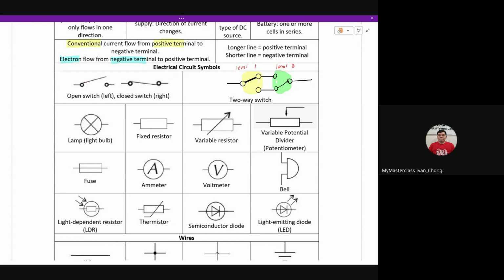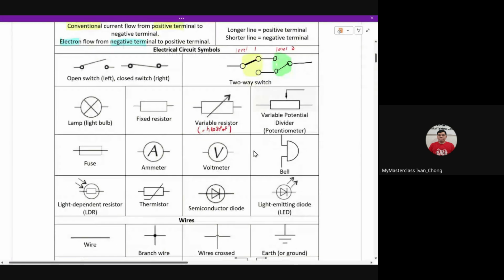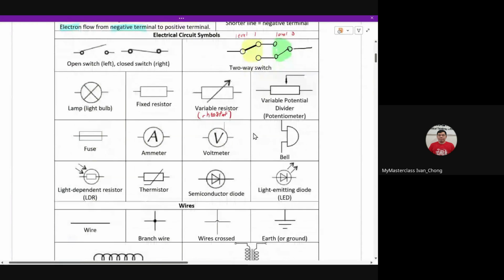Okay, next one is your variable resistor over here. It's your rheostat. Then you have this special term called your variable potential divider. This one will actually be a subtopic by itself. So in the next few videos, I'll introduce to you what is a variable potential divider, or what we call a potentiometer. Then your fuse.